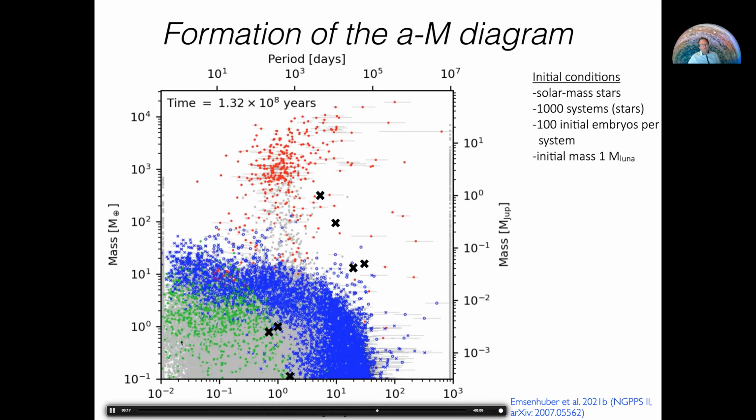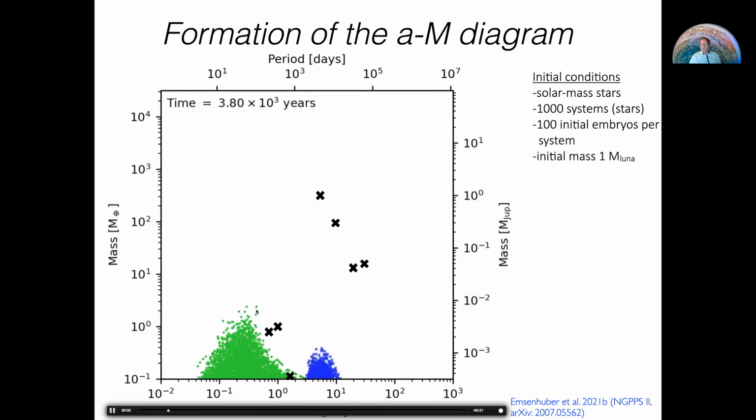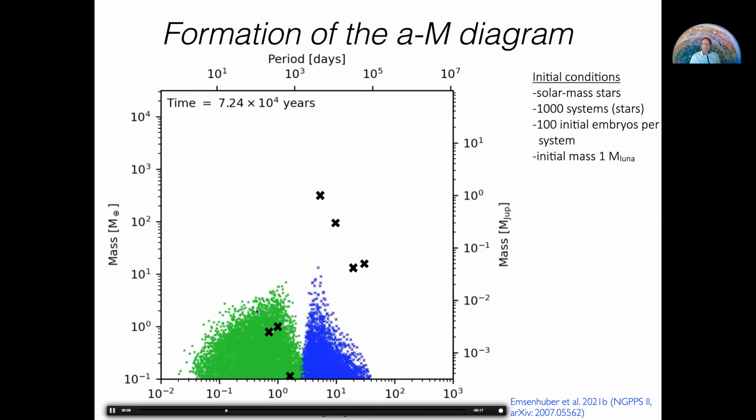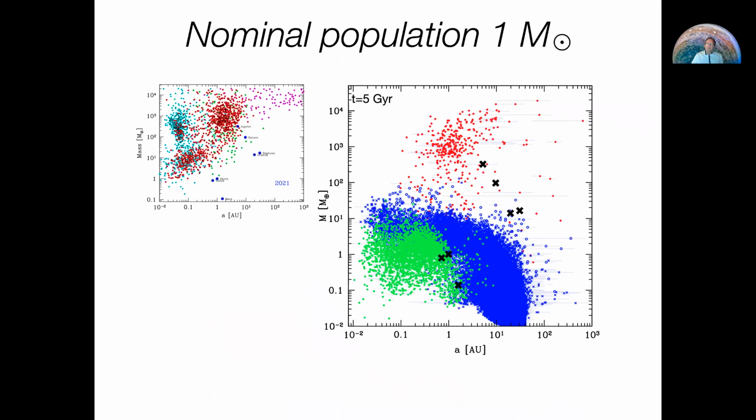Now we look at the evolution over long time scales. Here we see the effect of atmospheric escape. Here we see the effect of stellar tides. And this is then what we have in terms of the population. And this, when we then plot it at 5 gigayears, this is how it looks.